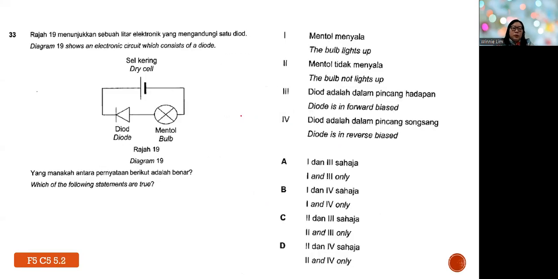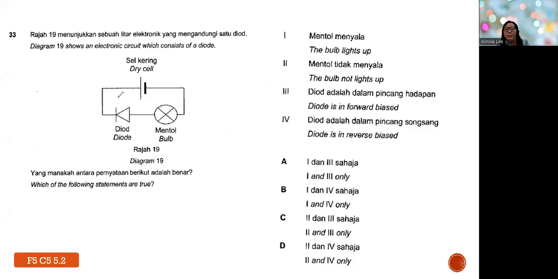Next one, 33. Diagram 19 shows an electronic circuit which consists of a diode. Which of the following statements are true? Okay, so the diode is over here. As you know, the diode is made by two types of semiconductor.